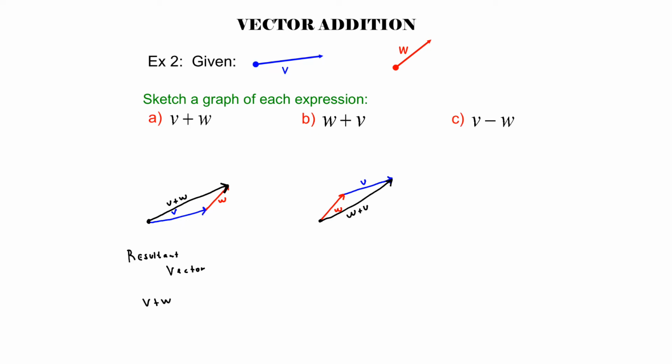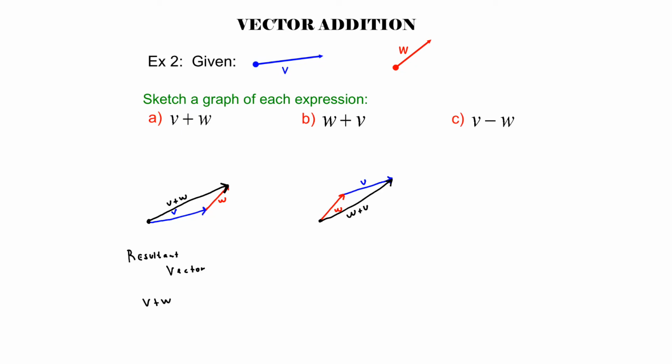If we compare A and B, does v plus w and w plus v look to be the same magnitude and direction? They look like they are equal vectors, and they are. You can add vectors in different orders and get the same resultant vector. And then we have C.